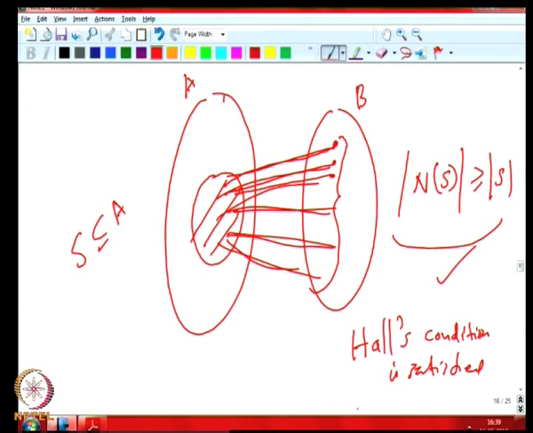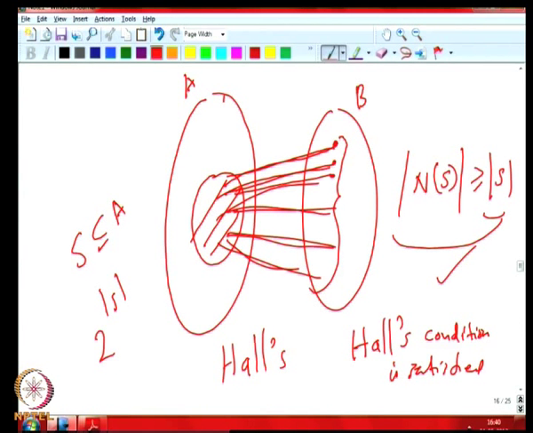It means take any subset; there are 2 to the power |A| possible subsets you can take, including the empty set. Then for each such subset, the cardinality of N of S has to be at least the cardinality of the set itself. Then we say that Hall's condition is satisfied. And Hall's theorem says that if Hall's condition is satisfied, then it is possible to get a matching of A. We can get a distinct representative.